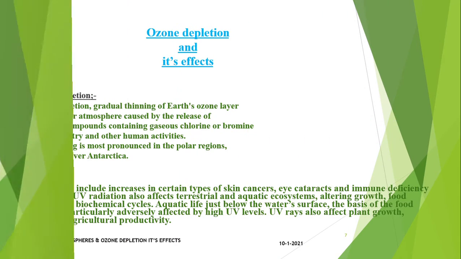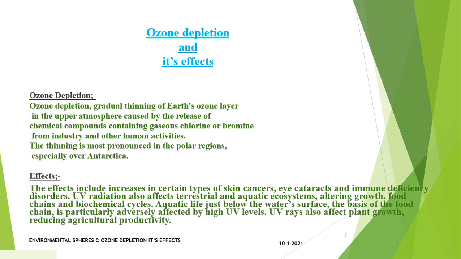Now, let's move to ozone depletion and its effect. What is ozone depletion? Ozone depletion is a gradual thinning of Earth's ozone layer in the upper atmosphere caused by the release of chemical compounds containing gases chlorine or bromine.